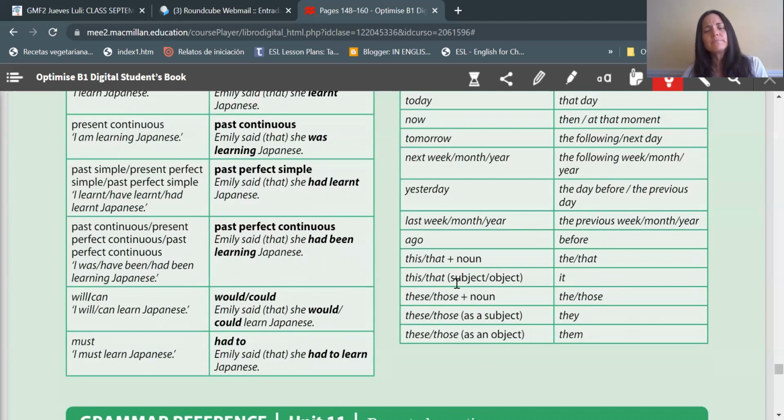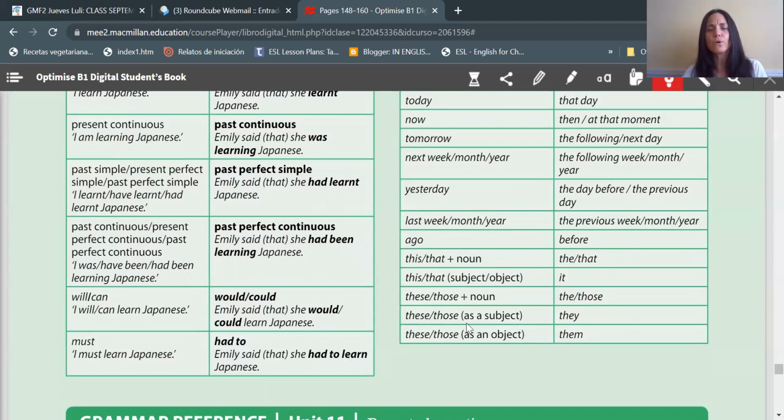With this or that, plus a subject or an object, it becomes it. With these or those plus a noun, it becomes the or those. Good, the same. These hats are yellow. Luli said, those hats are yellow, or the hats are yellow.